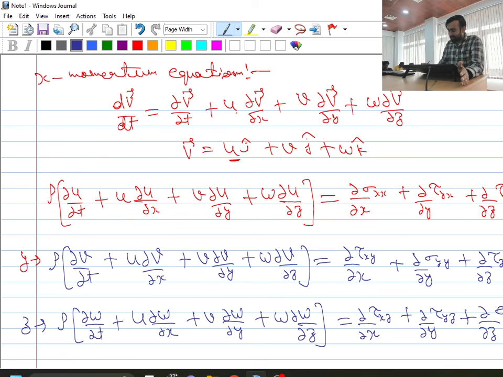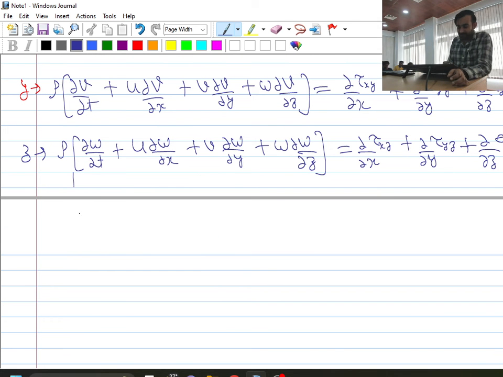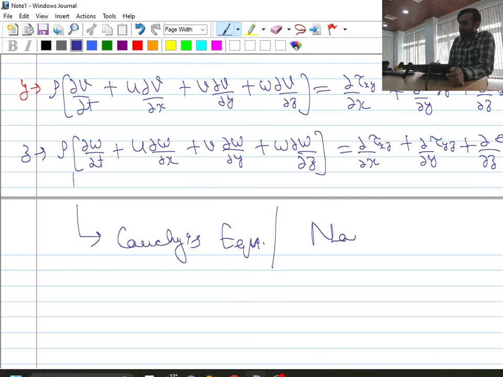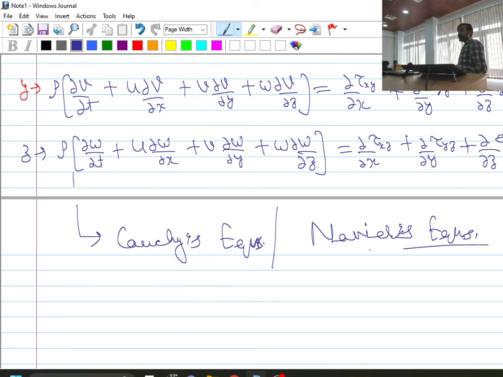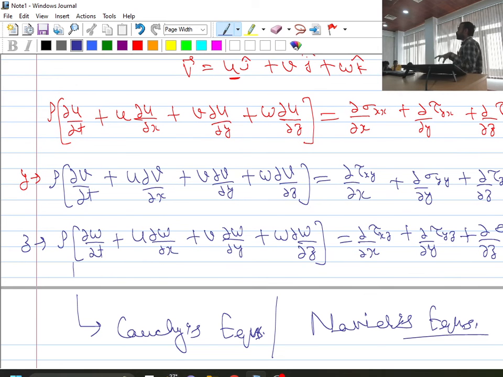So this set of equations is called either Cauchy's equation, or it is also called Navier's equation. So these are either Cauchy's equations or Navier's equations. Is this clear? Now, these three equations are the very generic form of the equations, applicable for each and every type of flow situation and for any kind of fluid medium. Is the point clear?